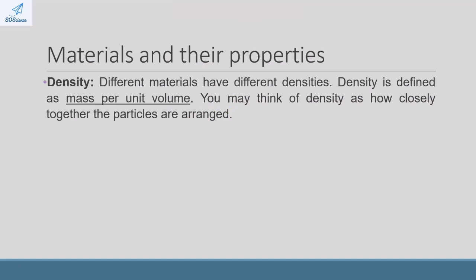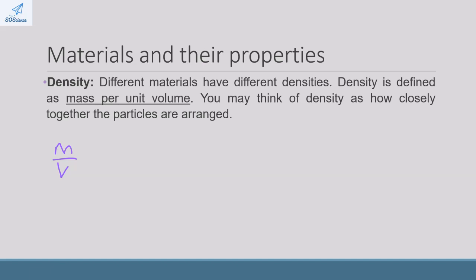Density is calculated as mass divided by volume, which is why density is defined as the mass per unit volume. So the mass is how many particles there are, how many particles make up a certain substance, and the volume is, well, how much space those particles fit into. So you may think of density as how closely together the particles are arranged.